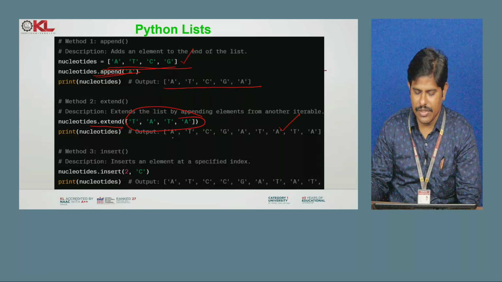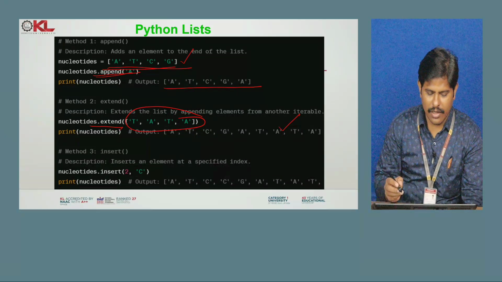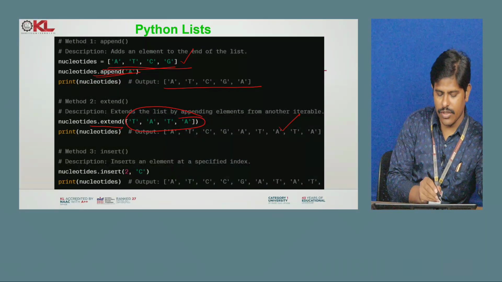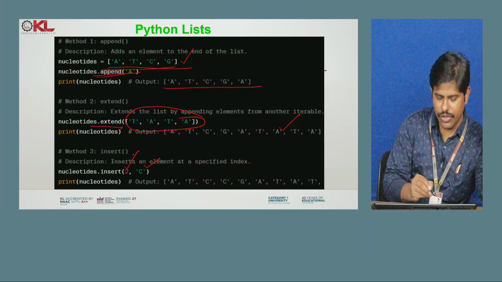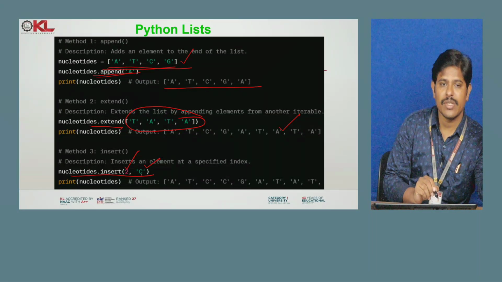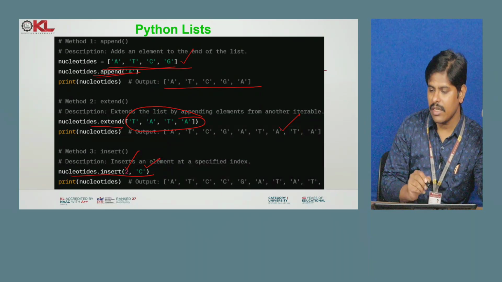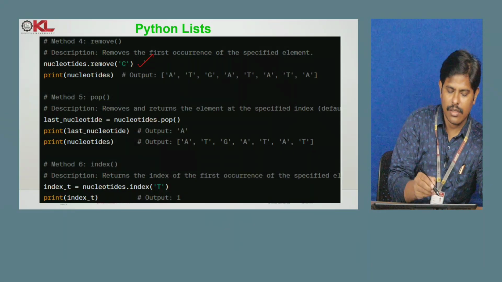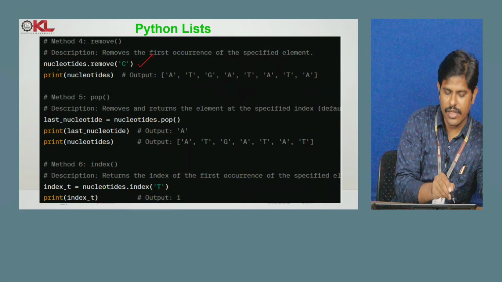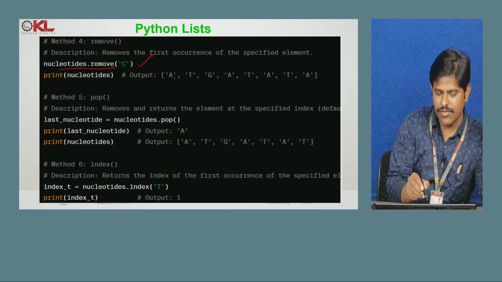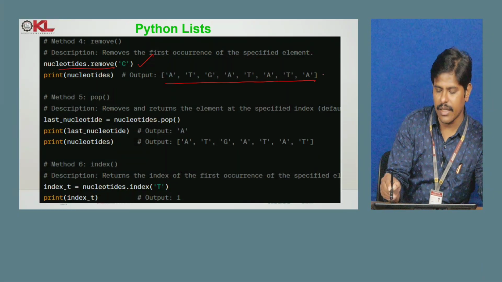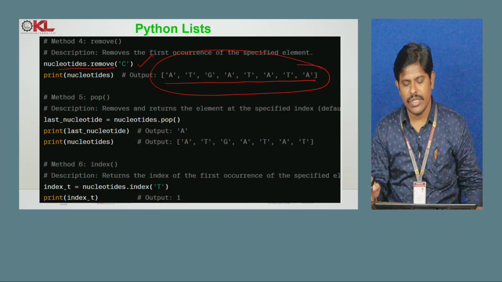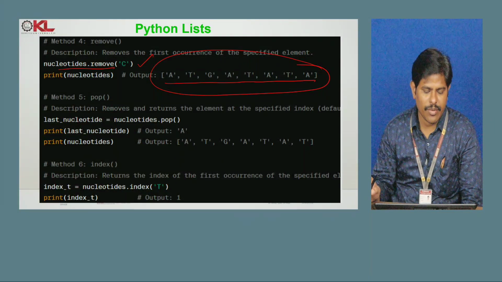My current list will become A T C G A T A, and at a given particular position, I can incorporate a specific nucleotide here. So insert C at the second position. So nucleotides dot insert 2, C. So C will be inserted in this specific position here. To remove C in my nucleotides, I have to say nucleotides dot remove C. So all the C's will be removed here. So the current list will become A T G A T A, and wherever the instance of C is present, those are removed.